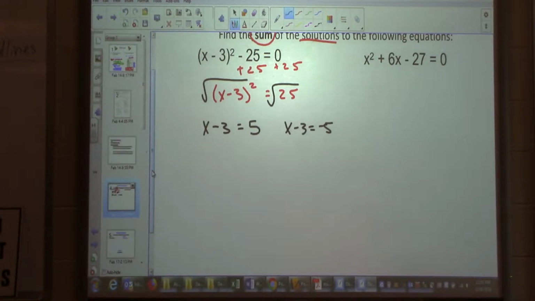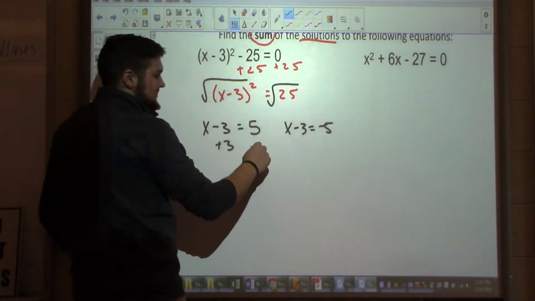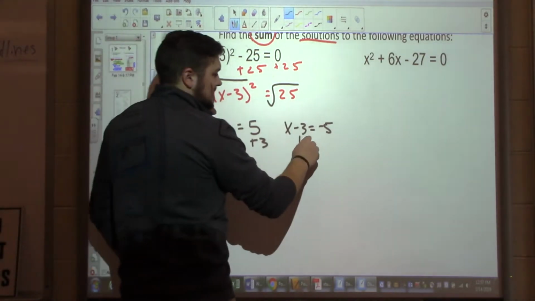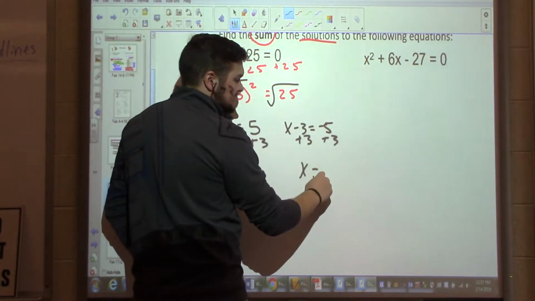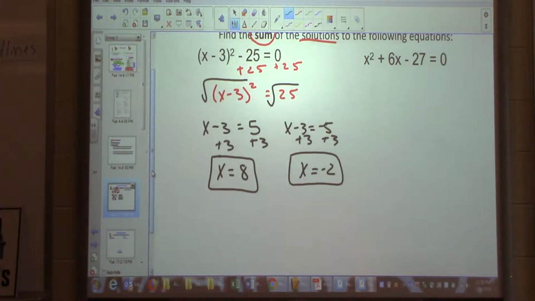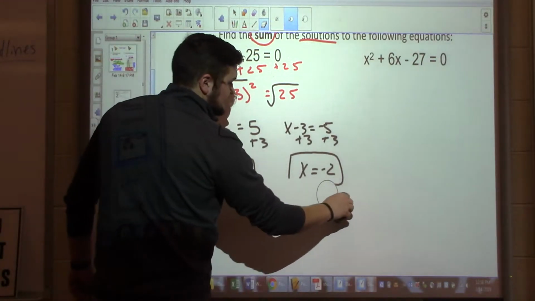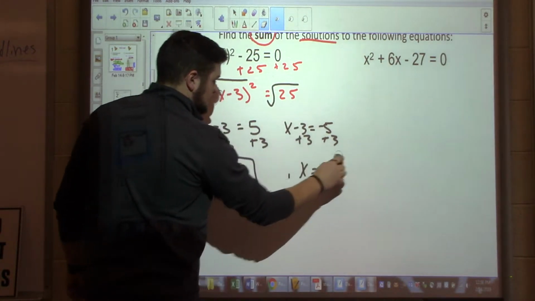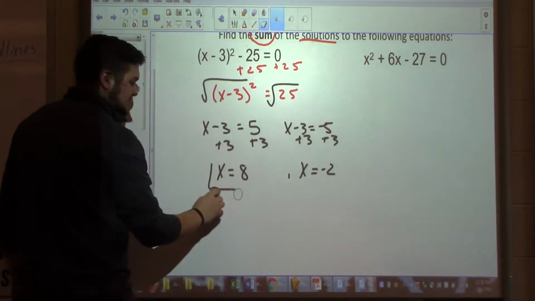Alright. Add 3 to both sides. Back to the math. X equals 8. Add 3. X equals negative 2. Wait, hold on. I shouldn't be putting a box around those, should I? Because you have to find the sum, so that's not the answer. I need to find the sum, so those are not my answers. I'm erasing the boxes.